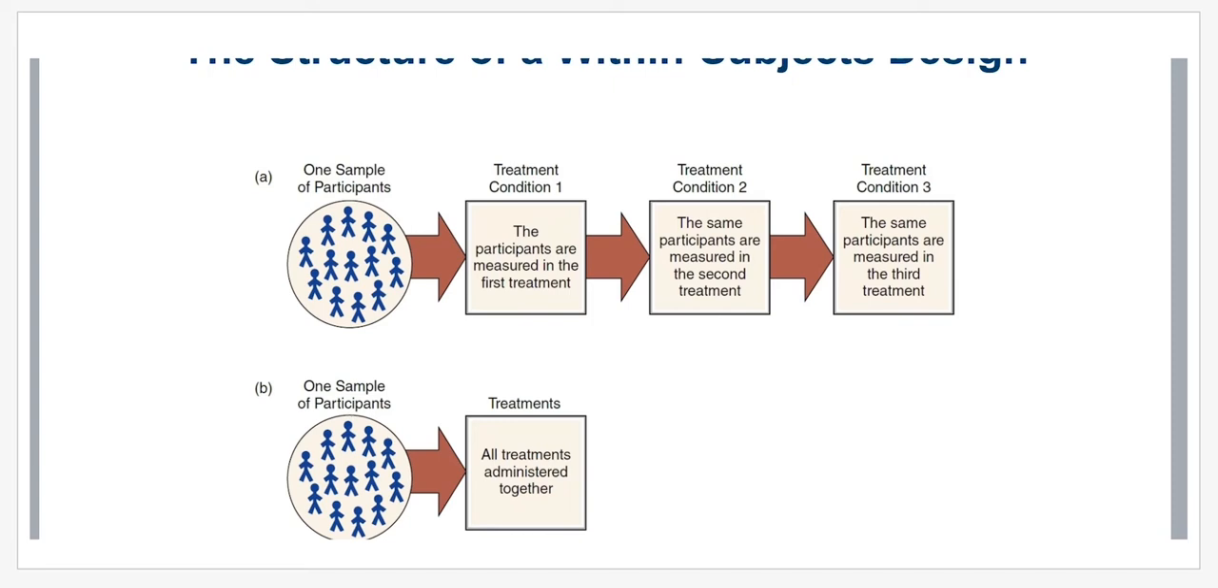The example B down here at the bottom is showing where they're all experiencing all of the conditions at the same time during the same experiment.